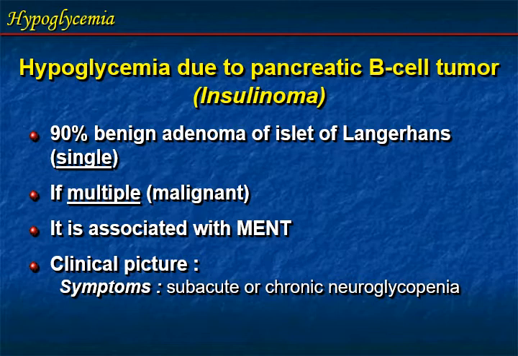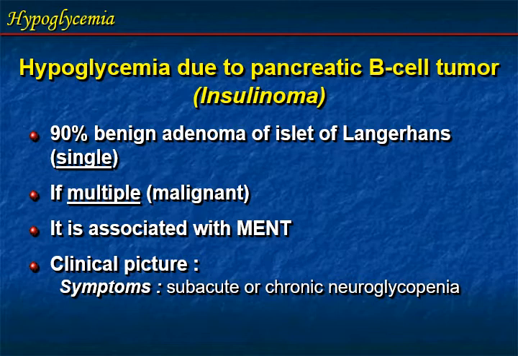Thanks to God, 90% of this insulinoma, which produces fasting hypoglycemia, are benign adenomas, and they are single. But if they are multiple, they are malignant. Please remember, we have another endocrine gland, the thyroid, where a single adenoma is malignant and multiple is benign. So we have to remember it when we are studying. When we have a single adenoma in the pancreas, it's benign. When we have multiple adenomas, we have malignancy.